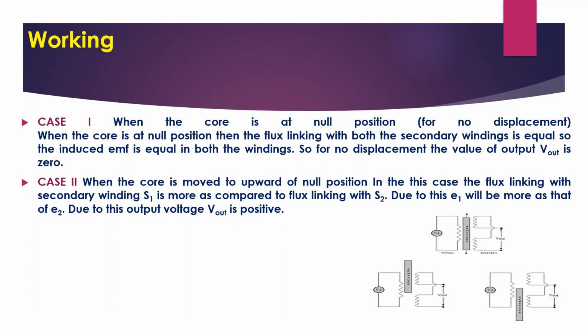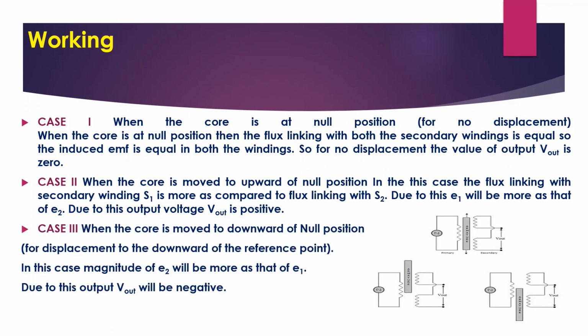Next, Case 2: when the core is moved upward of the null position, as in this diagram, the flux linking with the upper secondary will be more as compared to the lower secondary. That means the voltage E1 will be more as compared to E2. So the difference will be positive, right? The flux linking with the secondary winding S1 is more as compared to the flux linking with S2. Due to this, E1 will be more than E2, and the output voltage Vout is positive.